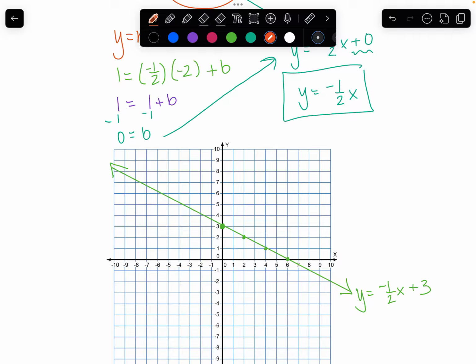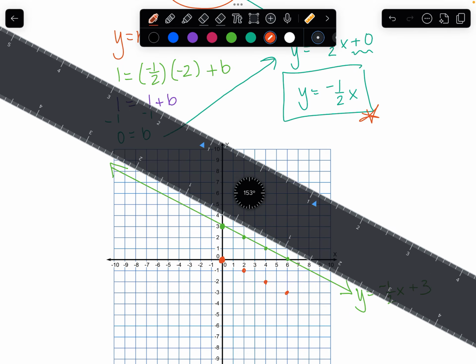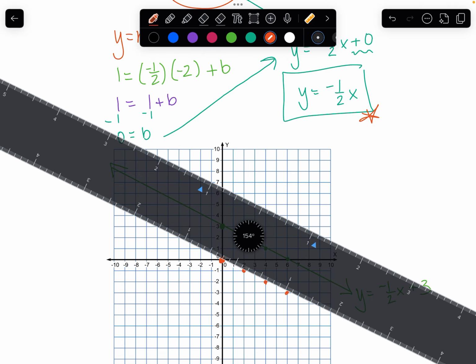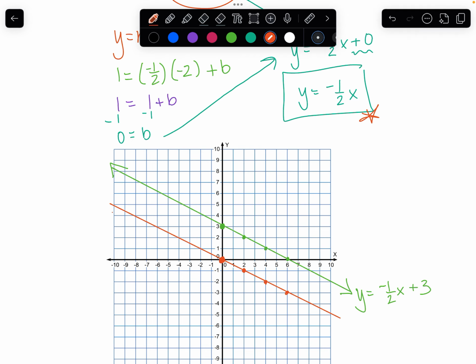Now I'm going to check to see if what I just found is parallel. So my y-intercept is 0. I'm going to go down 1, right 2, down 1, right 2, down 1, right 2. Okay, so far we're looking pretty good because it has the same slope. And our lines are parallel. They won't intersect. So y equals -1/2 x.